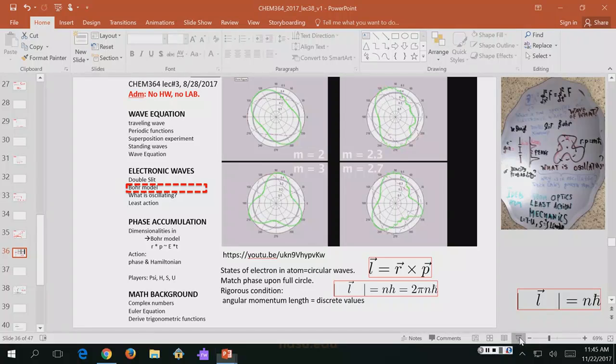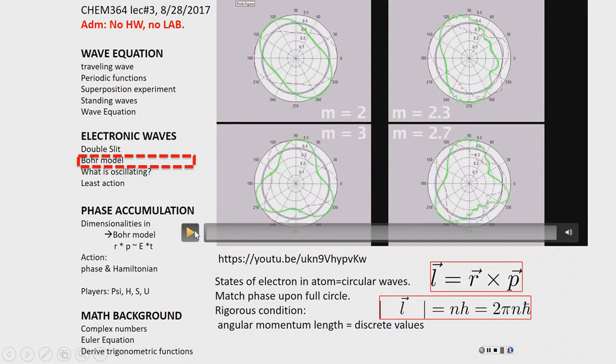So it is something you were exposed to in lecture number 3, right?